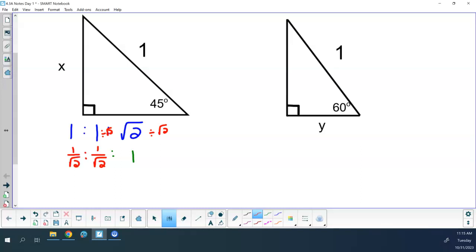Now, we don't like, I shouldn't say it, we're okay with radicals in the bottom, but we also like the process of rationalizing our denominators, because everything that we're going to do today, tomorrow, the next few weeks is going to have rationalized denominators. Okay? So we would multiply this by the square root of 2 over the square root of 2, because that fraction is equal to 1. Doesn't change anything. So x here is equal to the square root of 2 over 2.